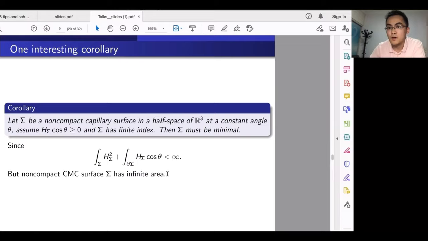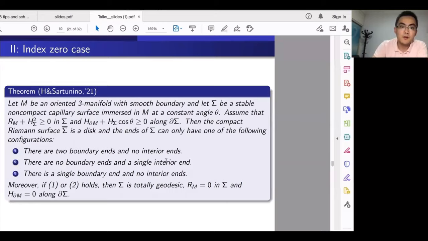The summation of these disks has infinite area, so the surface has infinite area. Okay, so this is the rough idea. Now let's move to the second step. We have understood the case when the surface has a finite index. Now, can we know more when the surface has zero index?